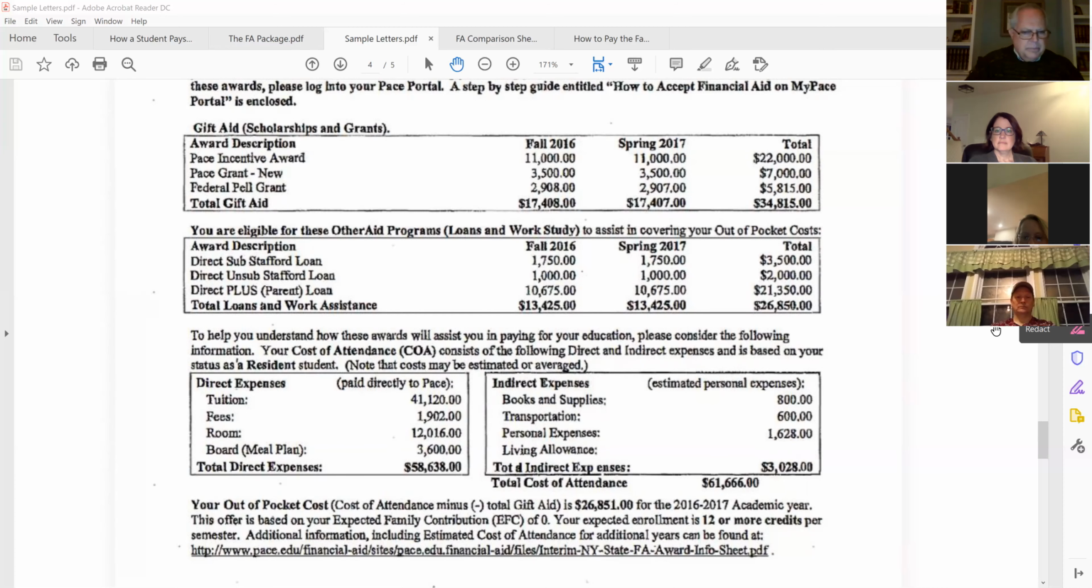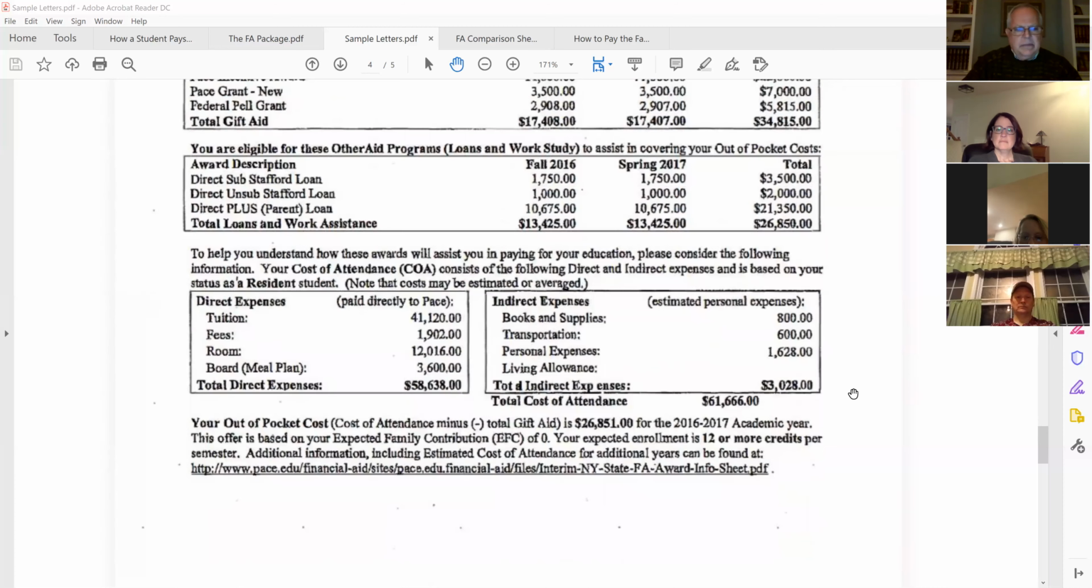Okay, so just be aware of that. And then down below, we've got the expenses. Okay, and they've got it split out by direct expense, which is those tuition, fees, room, board, those things that you're going to be billed for. And then you've got the indirect expenses, those things that in some way the family can affect, books and supplies.